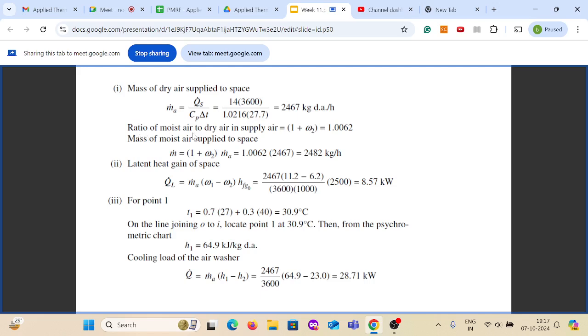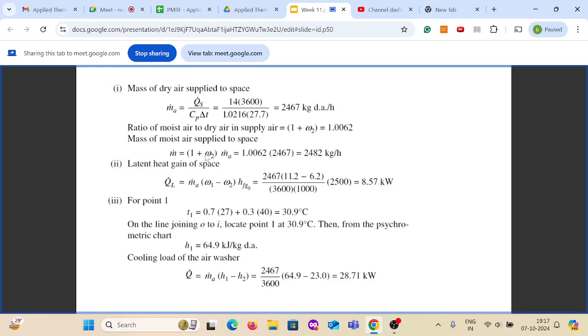So the ratio of moist air to dry air in supply air is 1 plus omega, so it is equal to 1.0062. So this says that if you have 1 kg of dry air, the mixture is 1.0062 kg. So the mass of moist air supplied to the space is 1 plus omega 2 into mass of dry air, which comes out to be 2482 kg per hour. So that is the amount of air which is going to the room.